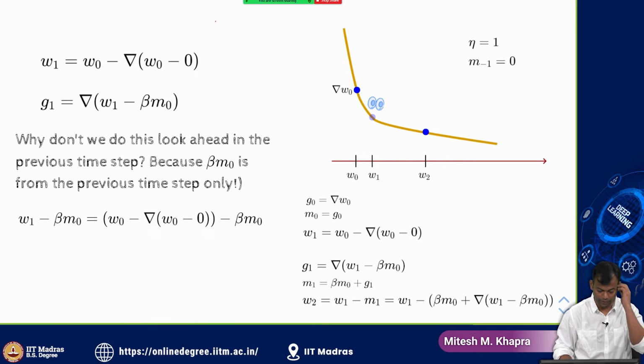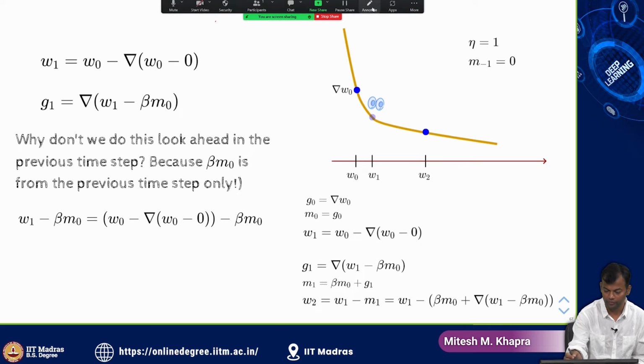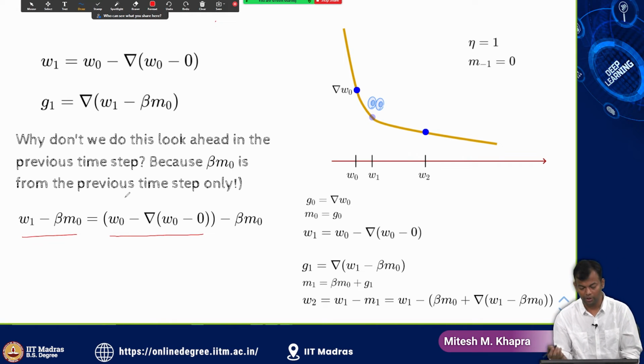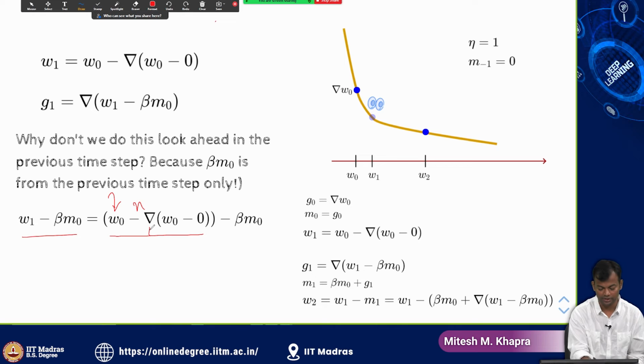So this is what we will do, right? Now we had W1, if you look at W1 minus beta m naught, right? This is W1 minus beta m naught, which is effectively this. What was W1? The way you computed W1 was you had started with W naught minus eta times this look ahead gradient that you had computed, and then you did this minus beta m naught, right? This is what you had done to get the value of W1.